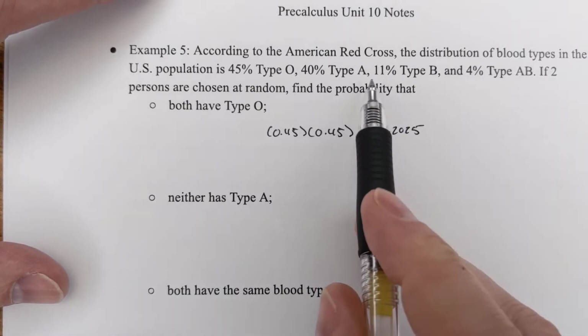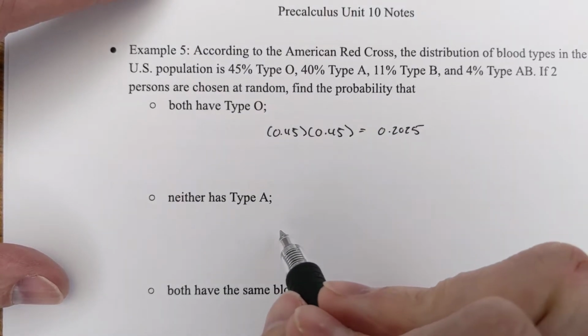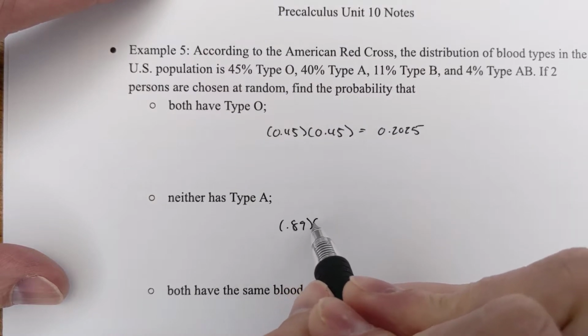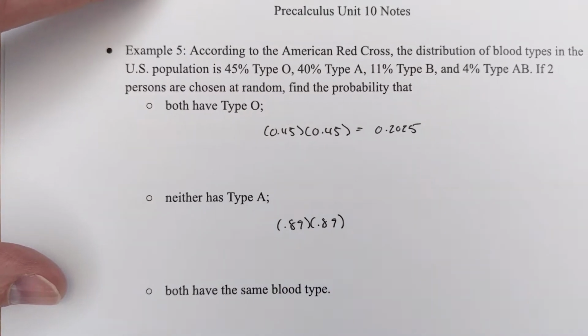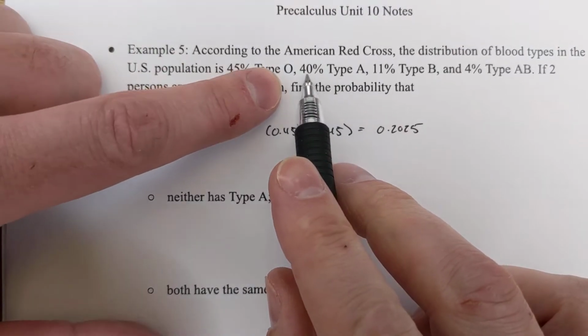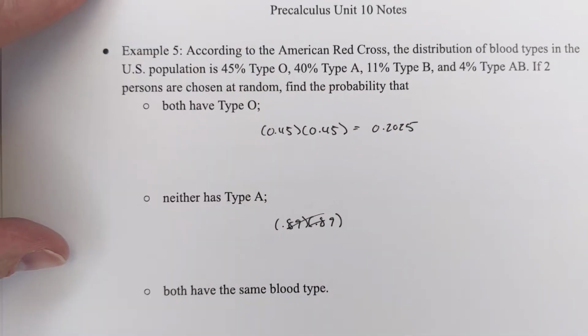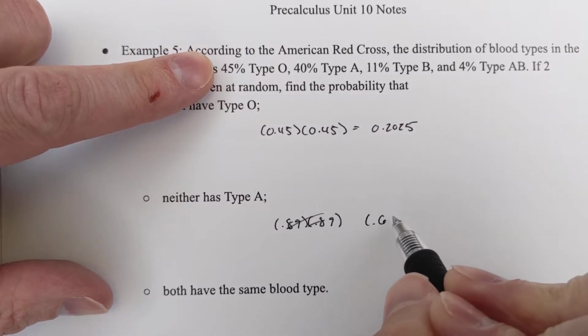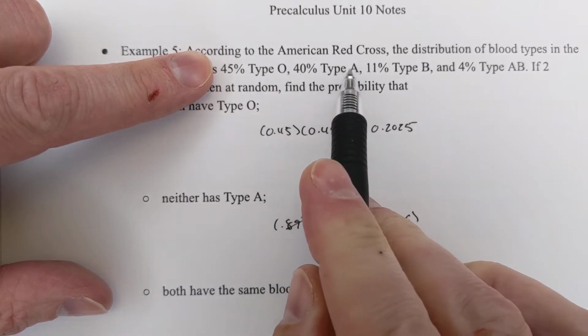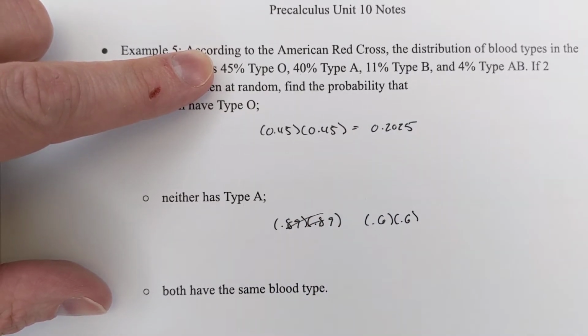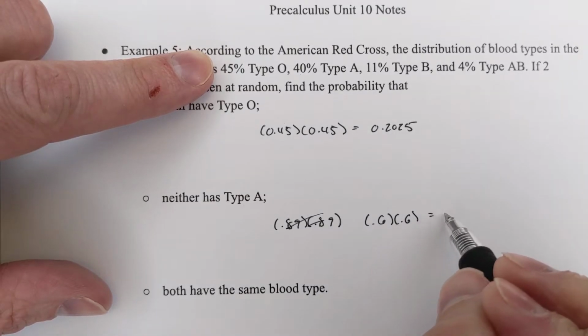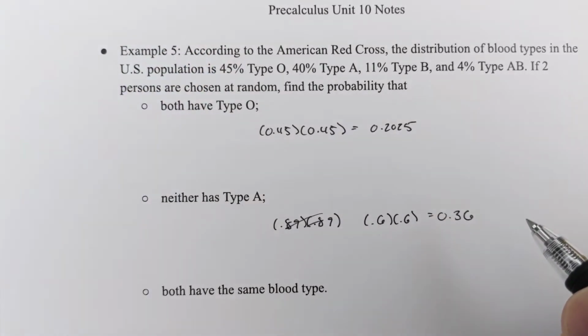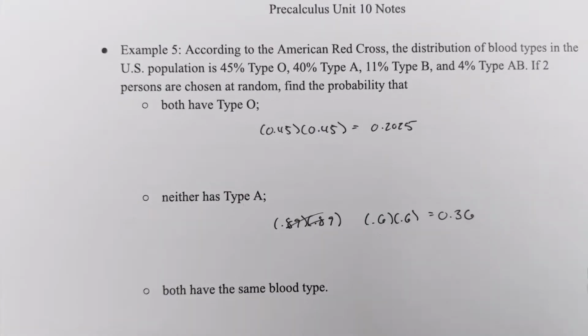Neither has type A. Well, type A is 11%, which means not having type A is 89. Oh no, type A is 40%. So it'd be 0.6 times 0.6. Sorry, I was going backwards. So 0.6 squared is 0.36. That's the probability that neither of them has type A.